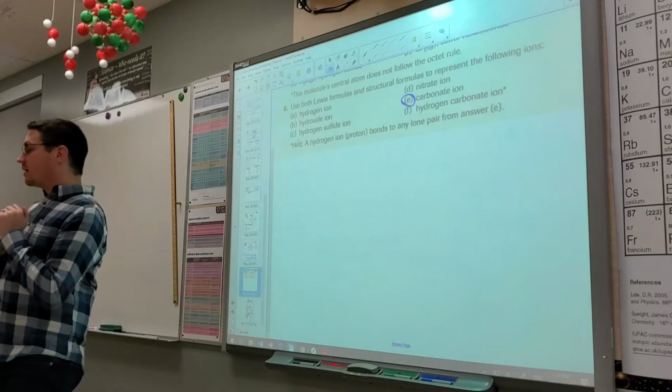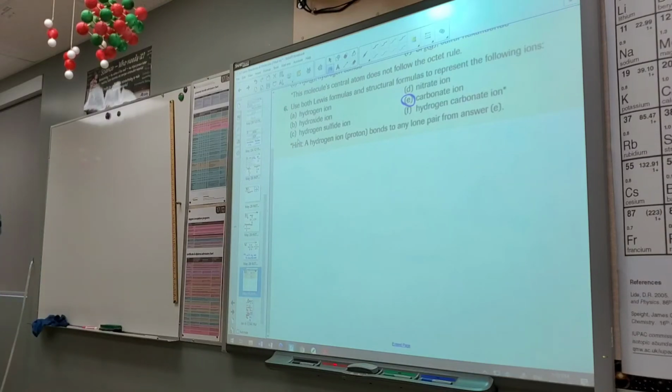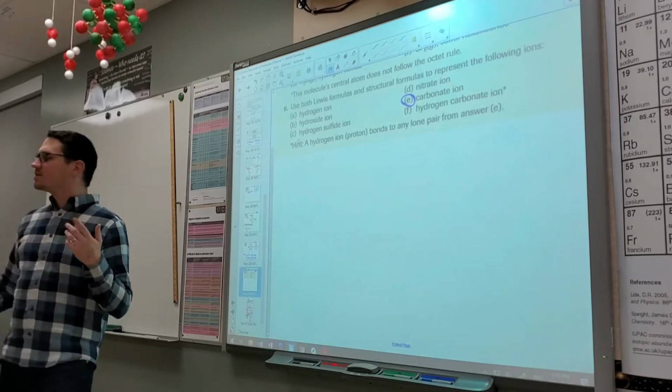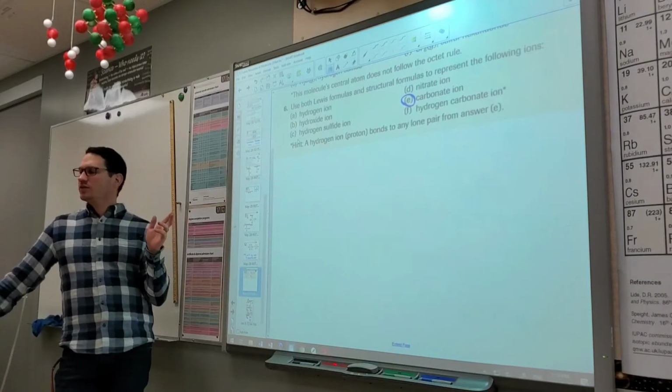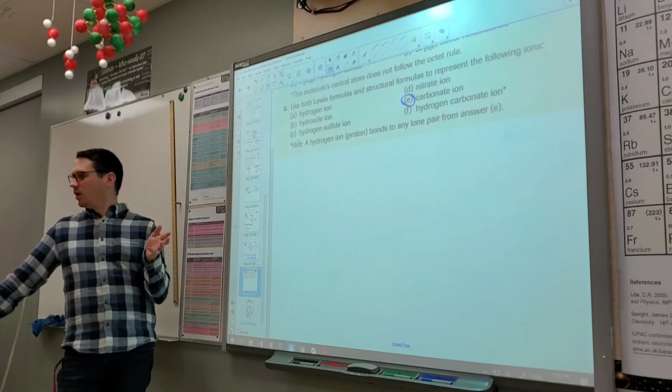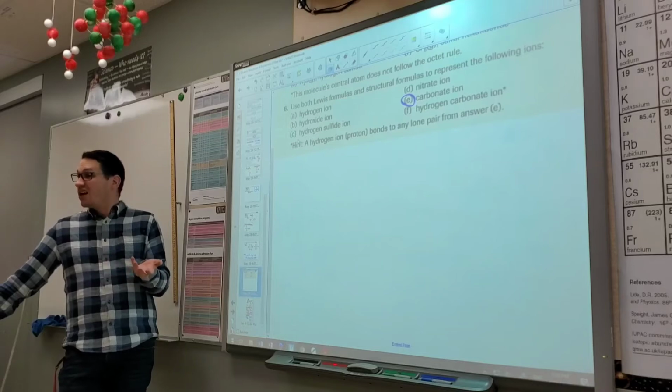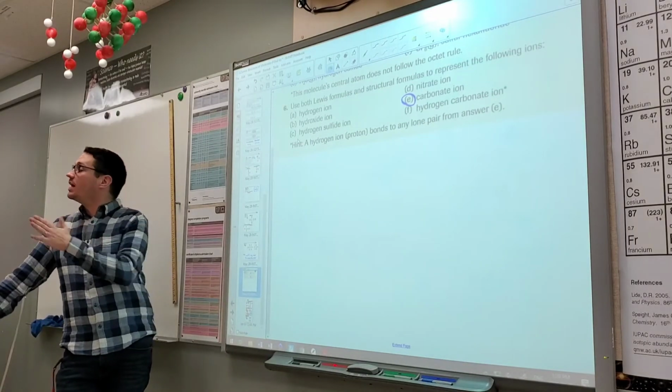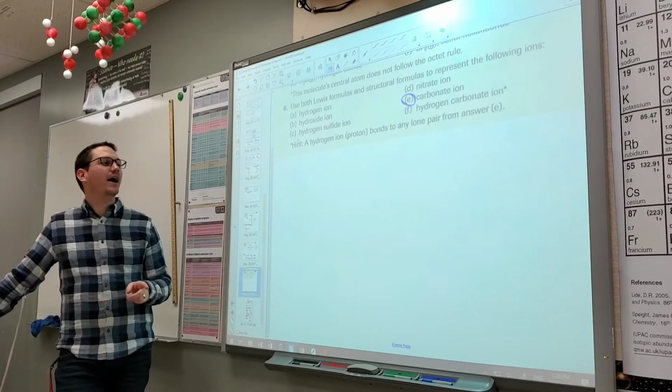It looked like most people were pretty confident. You know what I mean? You're getting there with this kind of stuff. Was drawing the Lewis and structural diagrams for these ions and molecules okay? Once you get used to the process, it's not too bad.